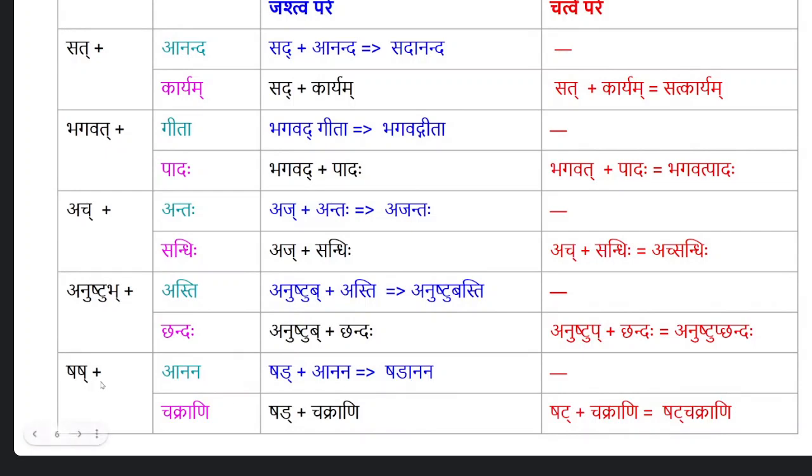Okay, next Shash and Chakrani. This is a Karkasha Vyanjana. See here also it changes to Shad first because of Jastva and then next because of Chartvam it comes back to Shat Chakrani.